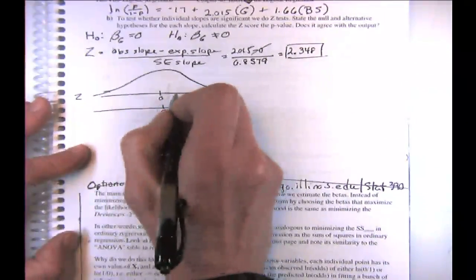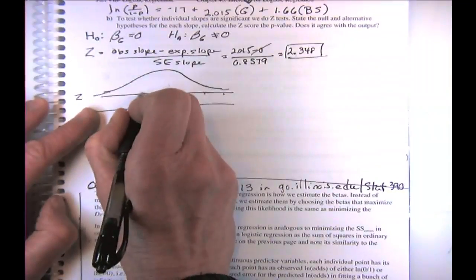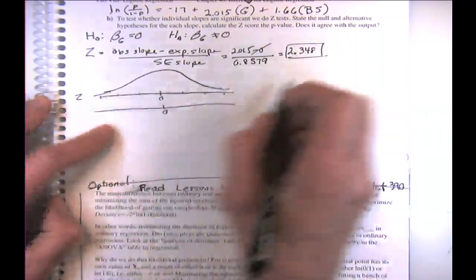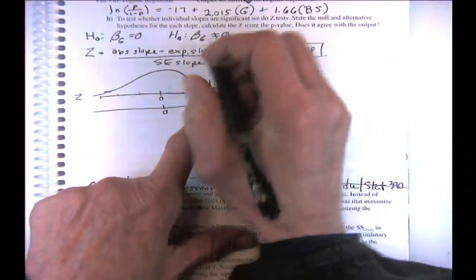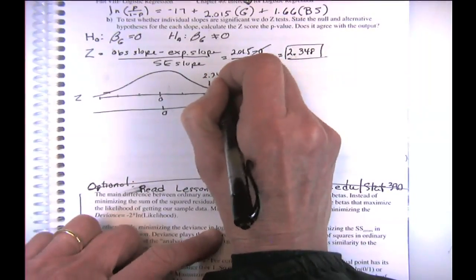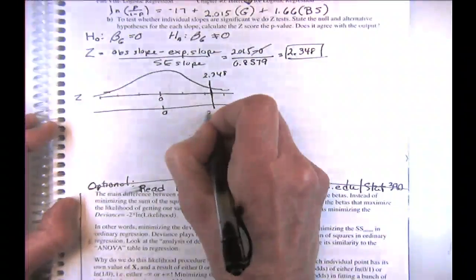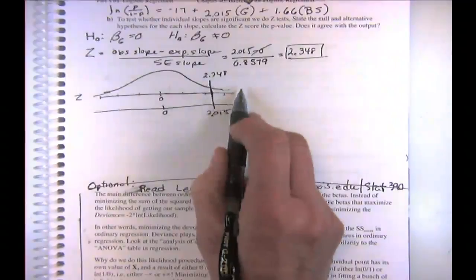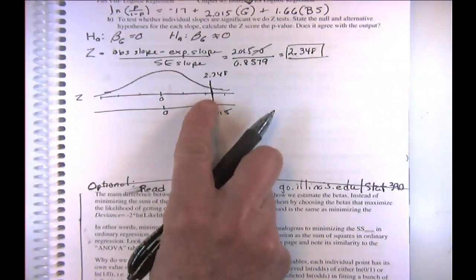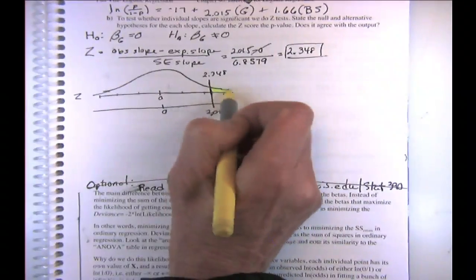Okay, so here's our z. 1, 2, 3, negative 1, negative 2, negative 3. So 2.348 is about here. That's a z of 2.348. And that's what our slope of 2.015 translates into. So we see it's quite big, and it's going to be a very small p-value. The likelihood of getting that just by the luck of the draw is very small. This would be for the one-sided.